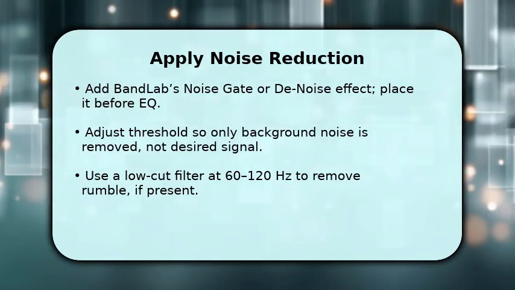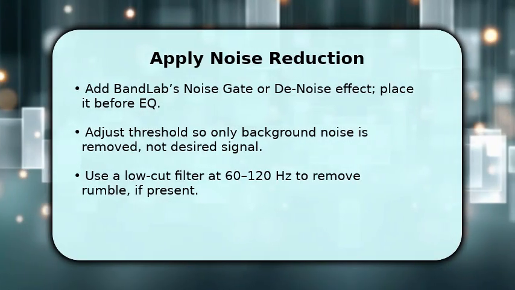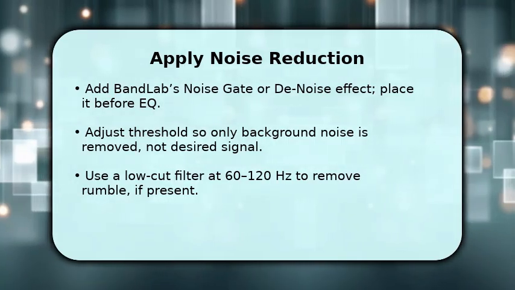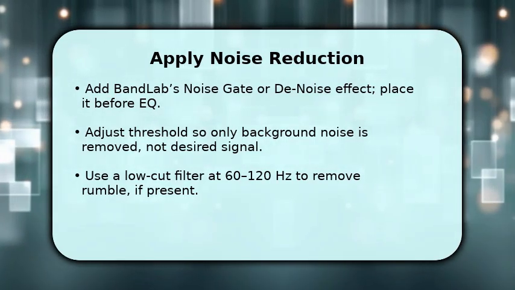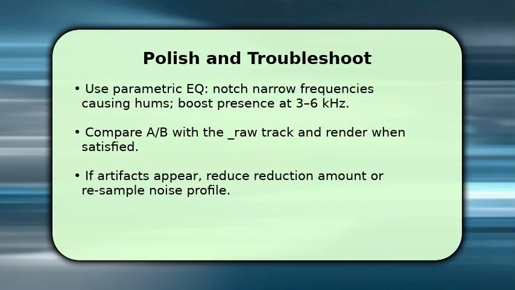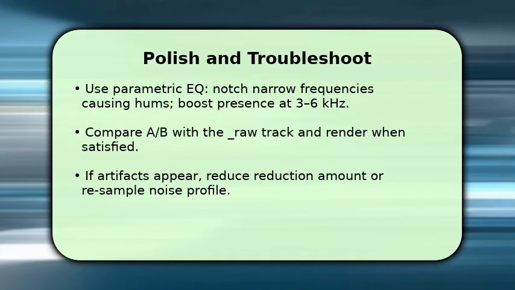Then add a low-cut filter around 60 to 120 Hz to remove rumble or mic handling noise without thinning the sound. Finally, use the wet/dry mix to blend reduction naturally so it doesn't sound processed. To finish, add a parametric EQ to notch out any persistent hums and gently boost presence around 3 to 6 kHz to restore clarity. Always flip A/B between your processed track and the raw copy to confirm you haven't removed desired detail, then render or export when satisfied.